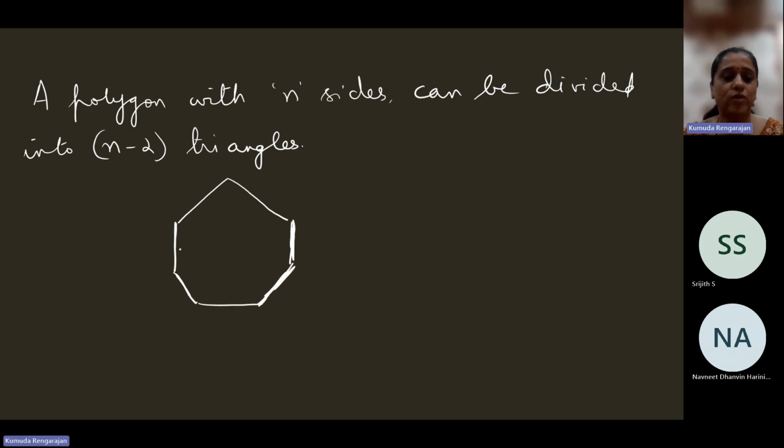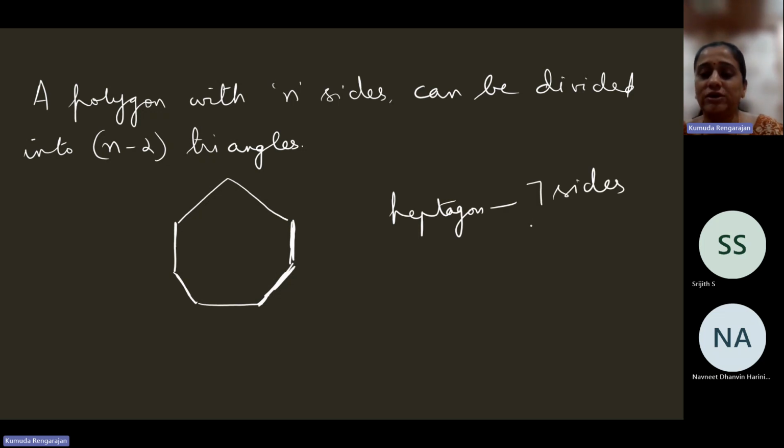So 1, 2, 3, 4, 5, 6, 7. This is a heptagon. A heptagon has 7 sides, and you can divide this into 5 triangles, 2 triangles less than the number of sides.